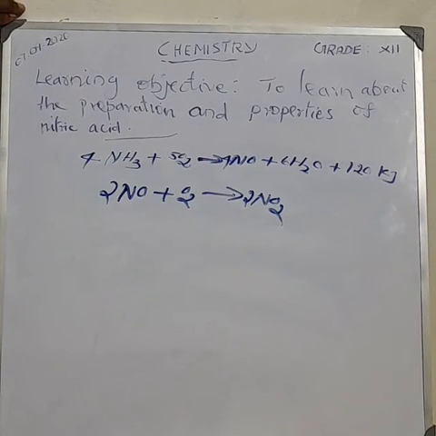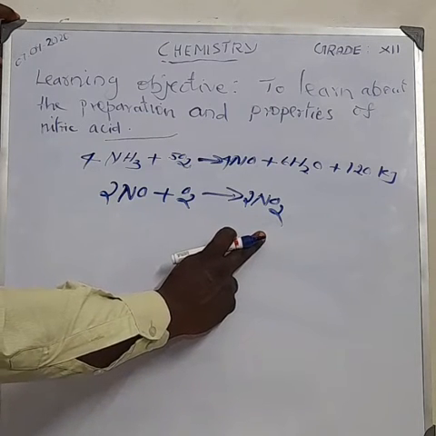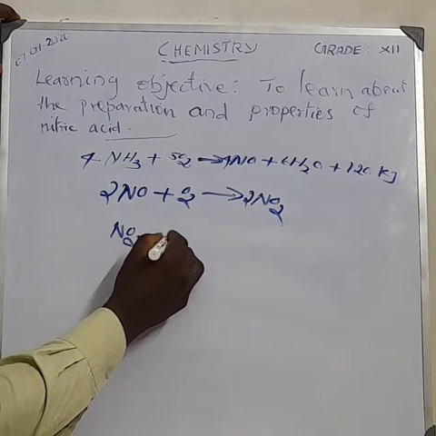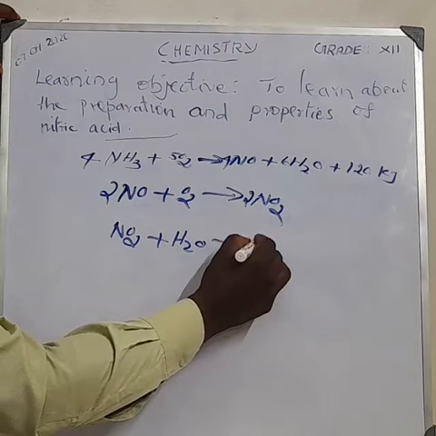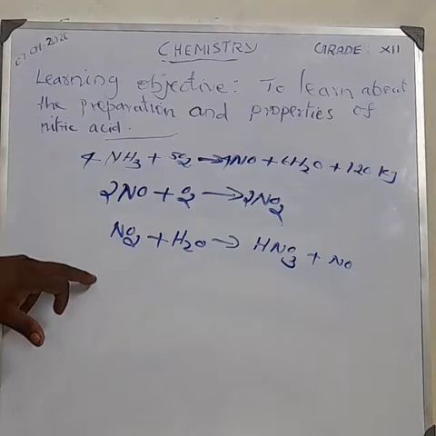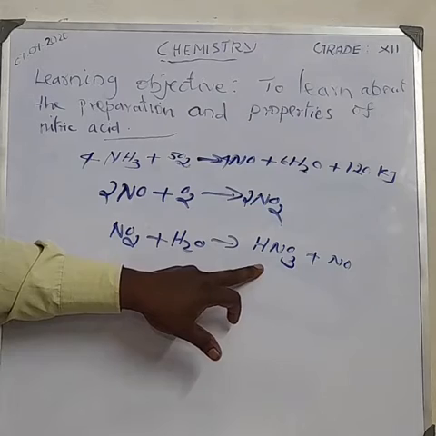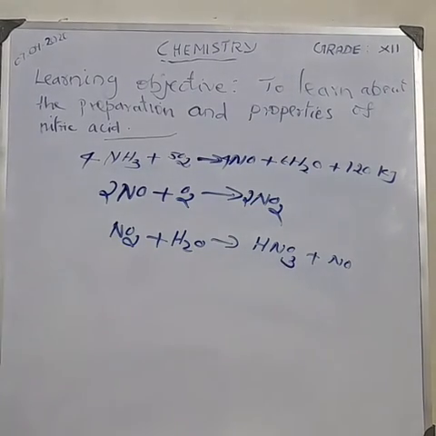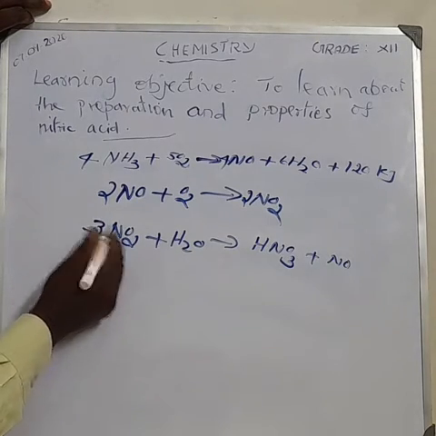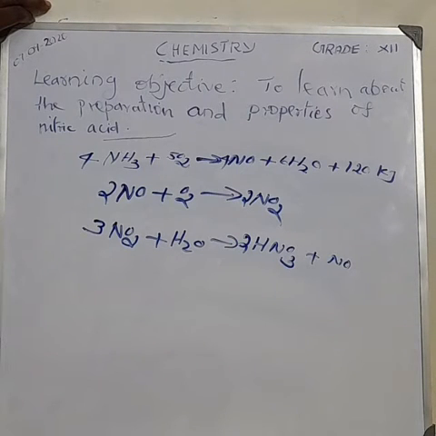Next, these NO2 molecules react with water to form nitric acid. NO2 reacts with water, and we get HNO3 plus NO. What is HNO3? Nitric acid, and also we get NO. How can we balance the equation? Make it 3 here, already 2 hydrogen having, so 2 hydrogen, the remaining NO. Now the equation is balanced.